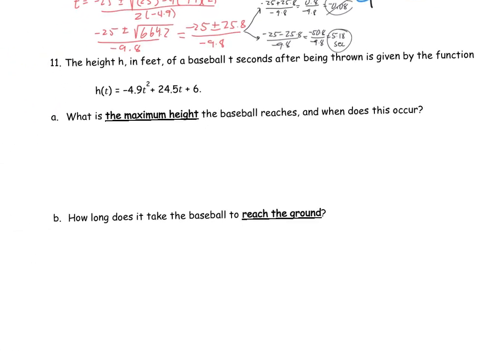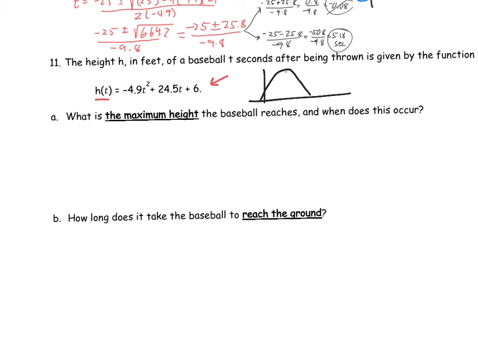Okay, this next one's kind of a two-part question. It says the height in feet, that's your h of t again, right there, of a baseball, t seconds, so time is in seconds after being thrown, is given by this function. What's the maximum height the baseball reaches and when does this occur? So this is the way you got to look at this.